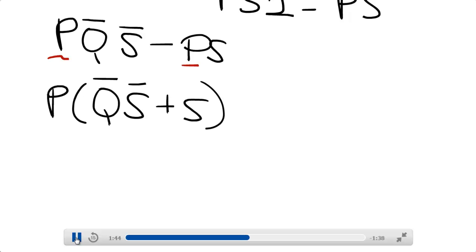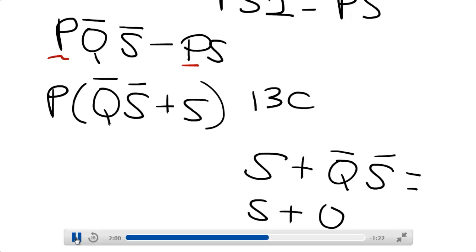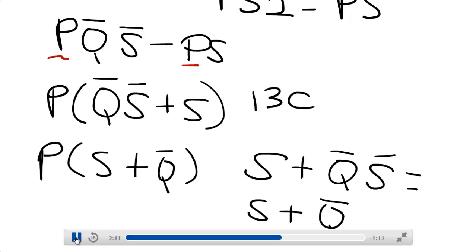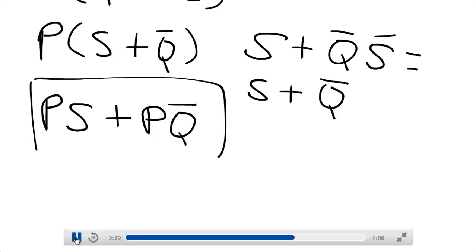And it's actually, I think, 13C on your summary sheet. So the consensus theorem for this is, not Q or S, would be equal to S or not Q. Right? So now we have P, and we're going to substitute that in, S or not Q. Okay, and now what we need to do is multiply that back out. So we have PS or P and not Q, and that's our final answer.